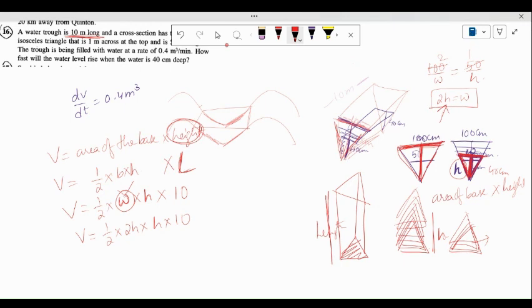W and H have a relation, which is related to similar triangles. In similar triangles, the corresponding sides and corresponding heights are in the same ratio. So we got 100 by W is equal to 50 by H. So W equals 2H, right? I substituted here, so the 2 gets cancelled. Now V is equal to 10H square. Now do differentiation on both sides. V is equal to 10H square is there now, and I'm differentiating on both sides.